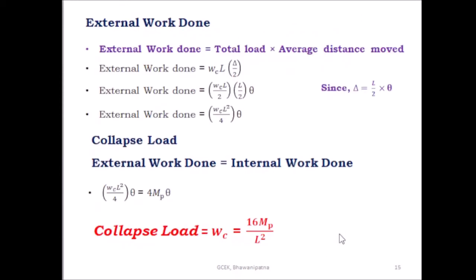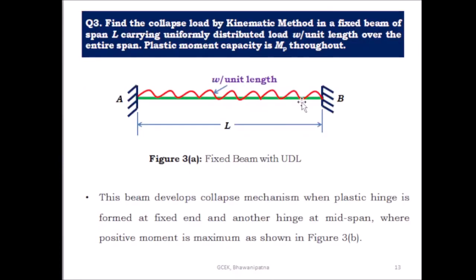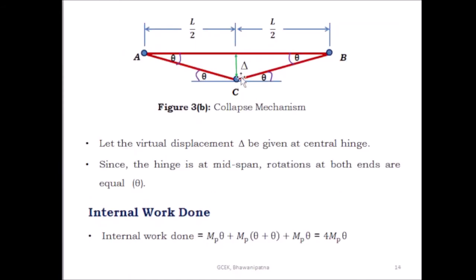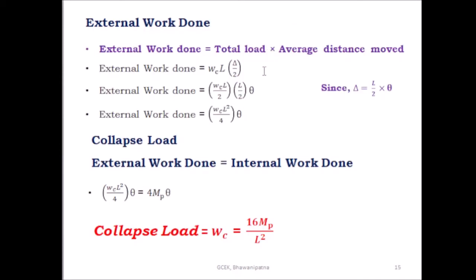Then find out the external work done. The external work done can be found out by taking the total load into the average distance moved. The total load is equal to WC into L, and here this is the virtual displacement delta. So what is the average virtual displacement? This is equal to delta by 2. So the total load WC into L and the average distance moved, which is the virtual displacement divided by 2, gives the external work done in the case of fixed beam with uniform distributed load.